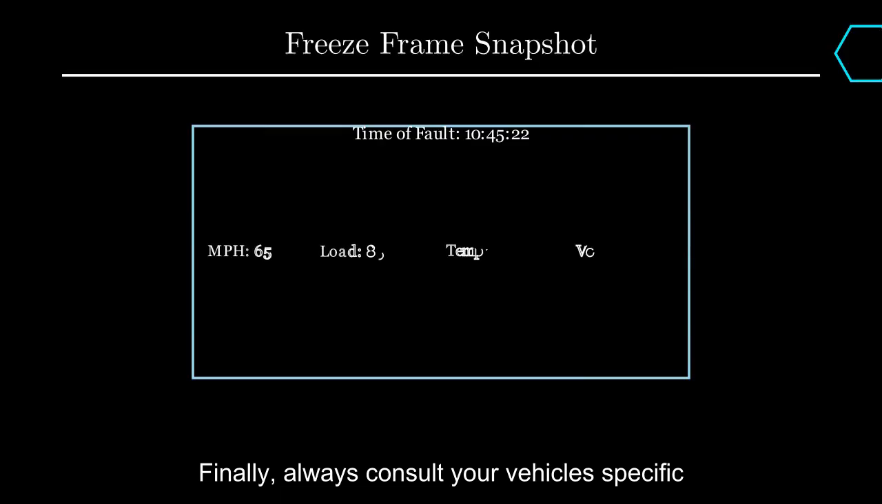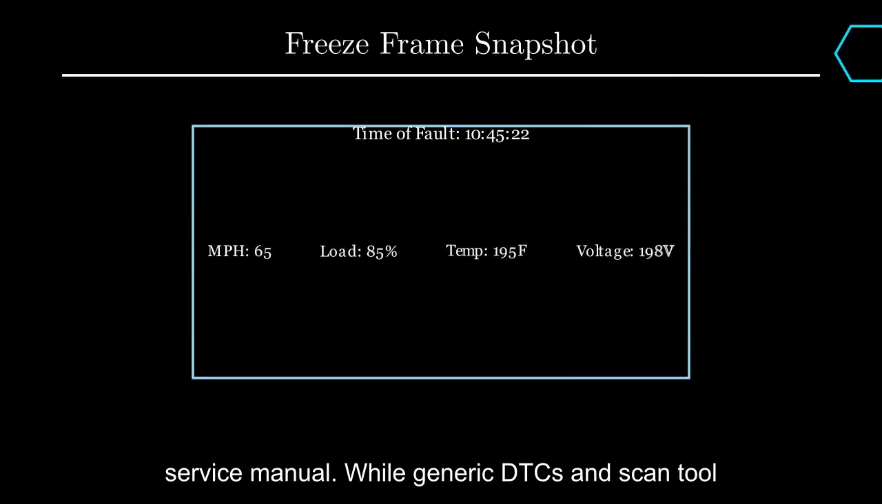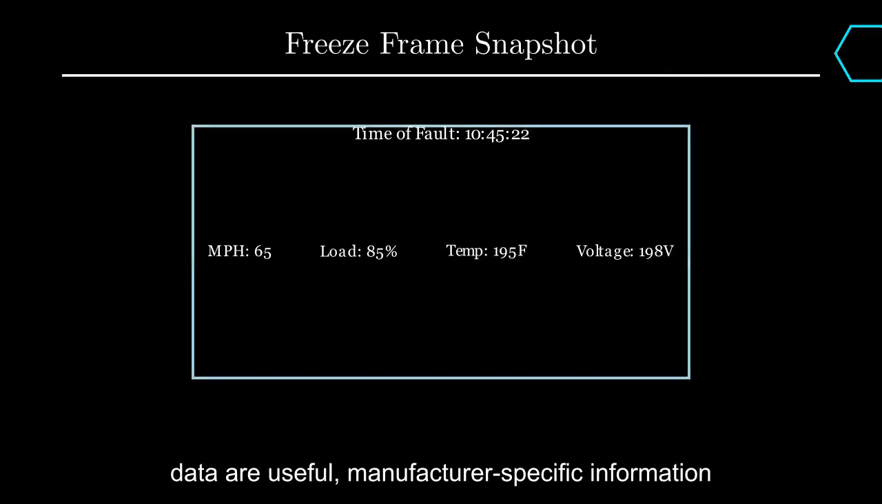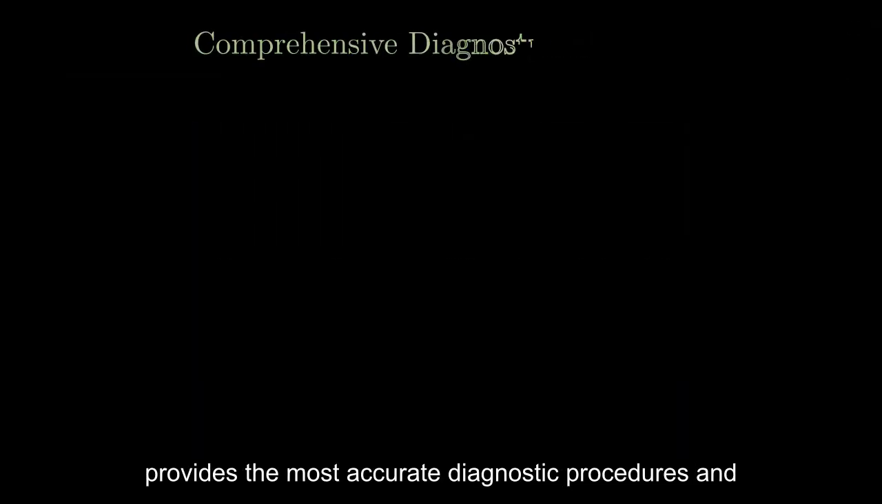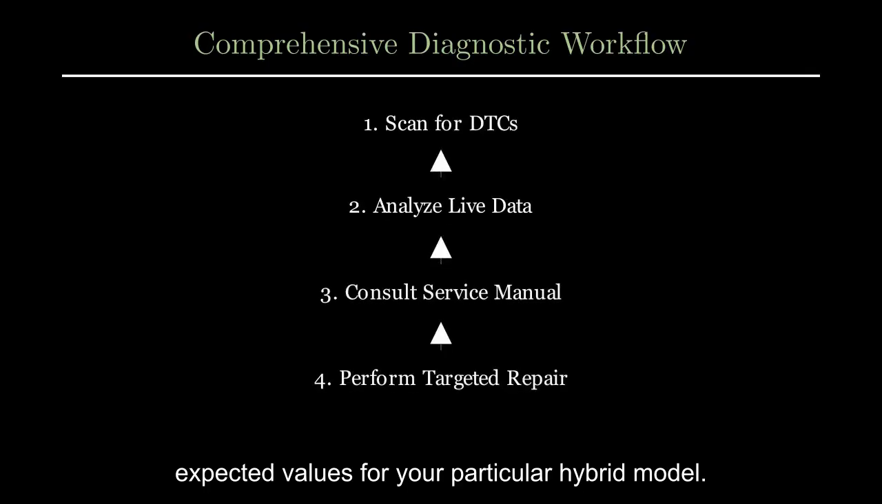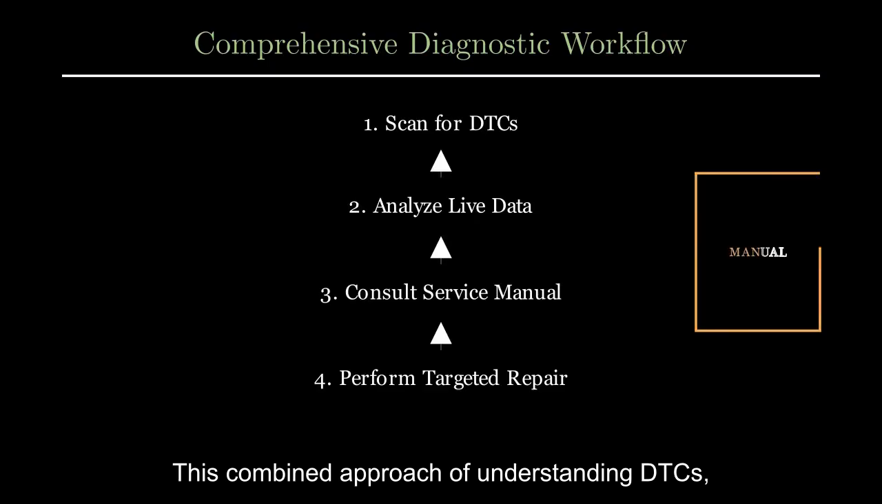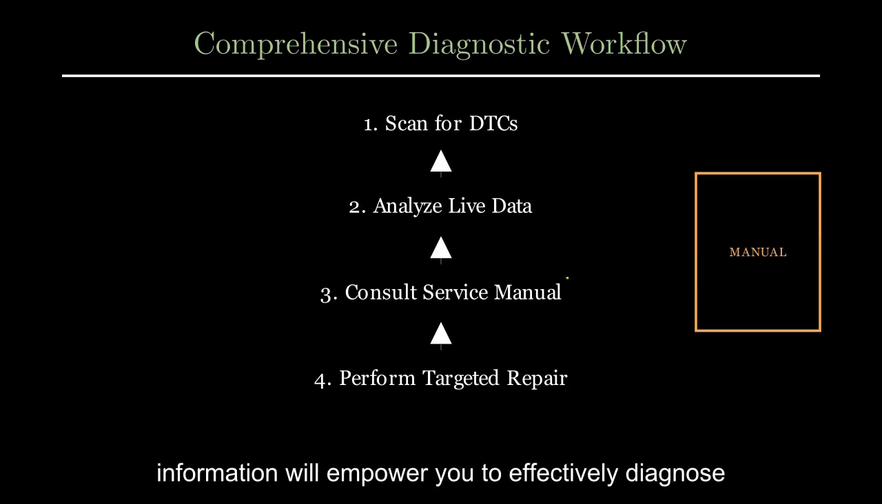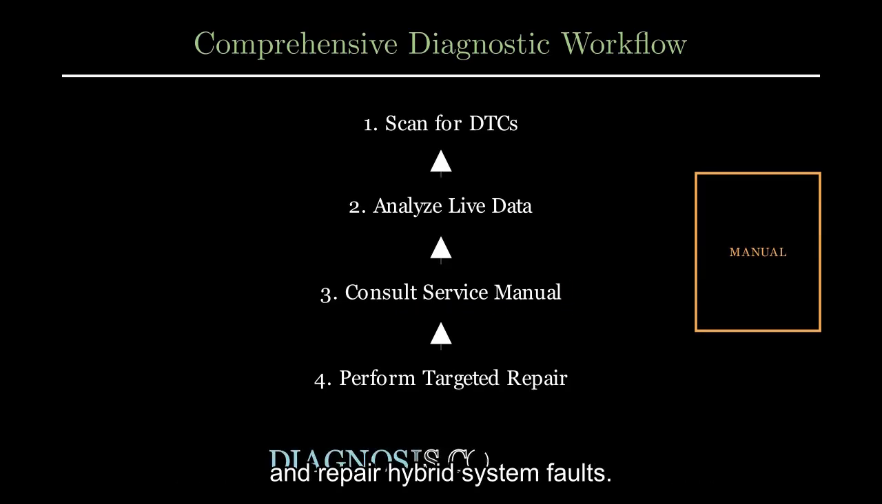Finally, always consult your vehicle's specific service manual. While generic DTCs and skin tool data are useful, manufacturer-specific information provides the most accurate diagnostic procedures and expected values for your particular hybrid model. This combined approach of understanding DTCs, utilizing skin tool data, and referencing service information will empower you to effectively diagnose and repair hybrid system faults.